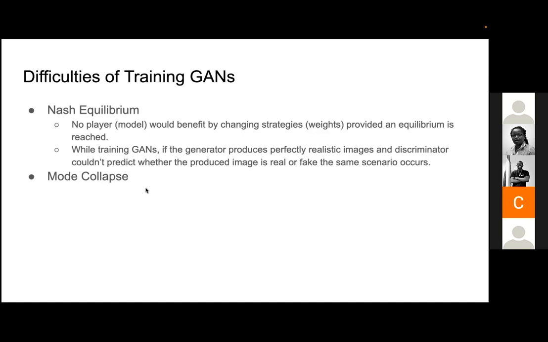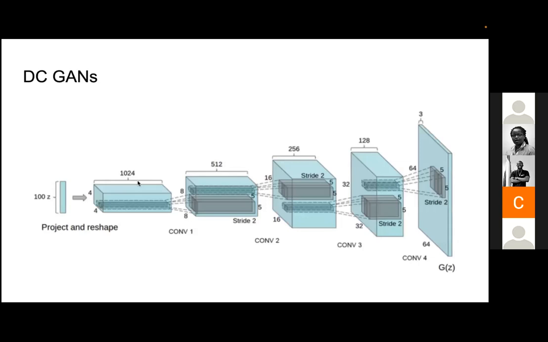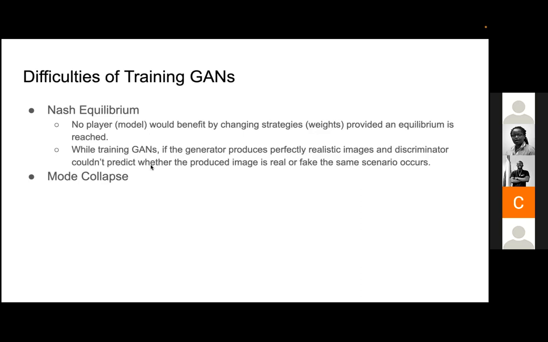Before going into the next slide, which is DC GANs, progressive GANs, and so on, I want to ask if there are any questions here. If you have any questions from the last slide, please wait until the final slide. Okay, I'll go forward.